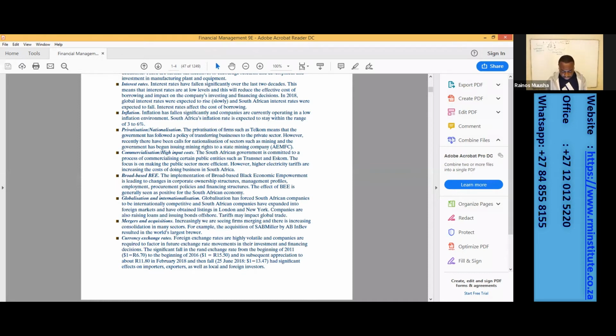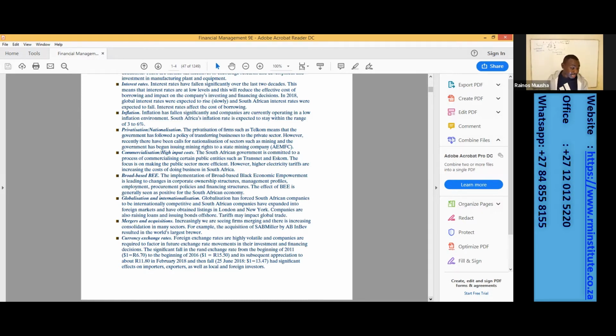Then another issue that has to be borne in mind when it comes to financial management is currency exchange rates, mainly because currency exchange rates have an effect on the value of enterprises, especially when you look at multinational companies. So here they say foreign exchange rates are highly volatile, and companies are required to factor in future exchange rate movements in their investment and financing decisions, mainly because the movements in exchange rates can end up affecting the acceptability or rejection of a particular project. And one of the main key factors that also affects the valuation of the different investments is the movement in exchange rates.